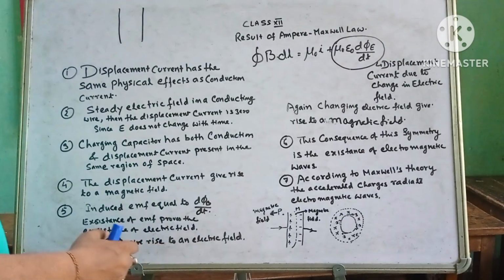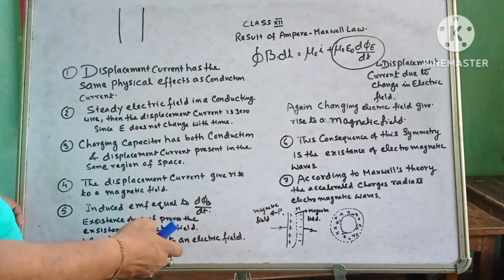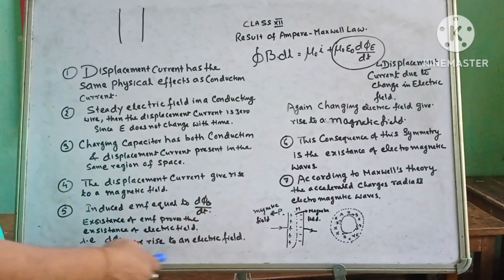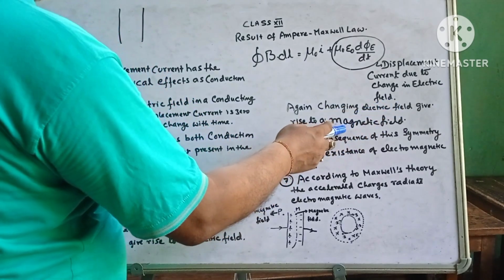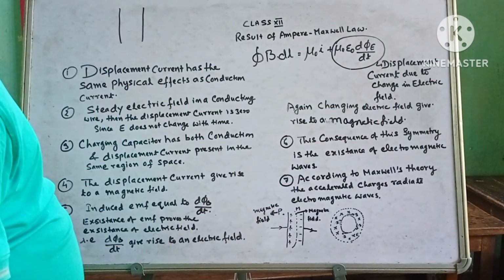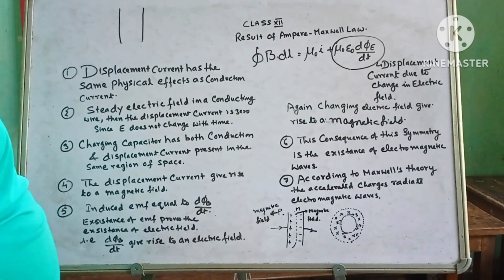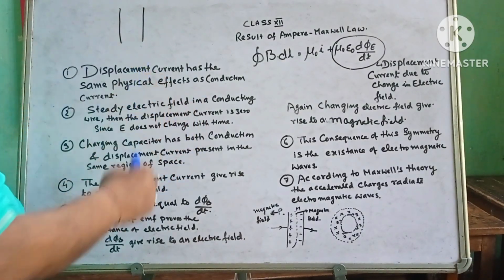And at the same time, the consequence of the symmetry, what is the symmetry? That is, change in magnetic field gives an electric field, and change in electric field gives a magnetic field. This symmetry gives the existence of electromagnetic waves. So this is all about it, and I have written it point-wise.